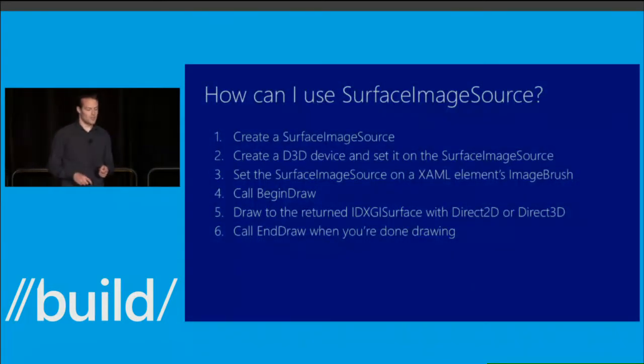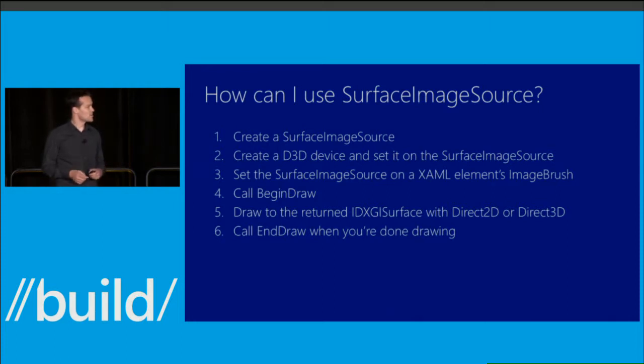So summing up, how do you use surface image source? Go ahead and create one. Create or use your application D3D device and set it on the surface image source. Set the surface image source on a XAML element's image brush. This is how you connect it to the XAML element tree.